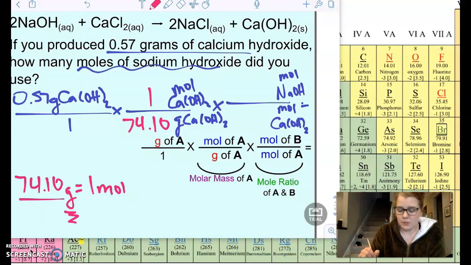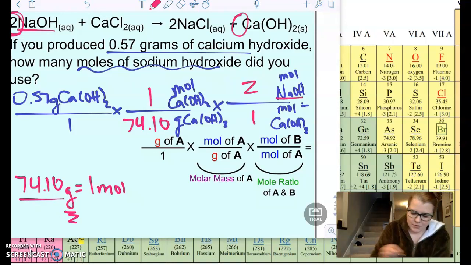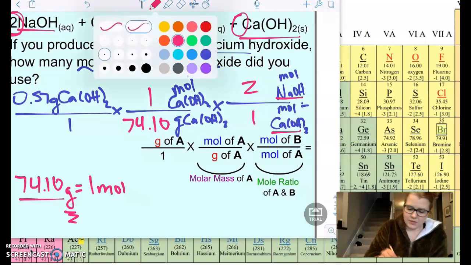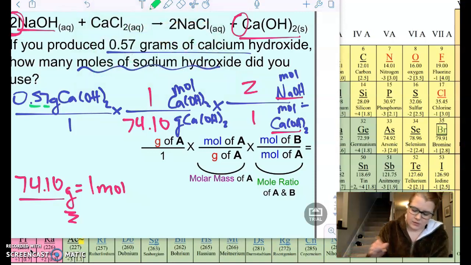Mole ratio, you get those numbers from the coefficients. It looks like this is another 2-to-1 ratio. Make sure you're lining up the compound with the coefficient. So then you're going to go ahead and plug this in. So 0.57 divided by 74.10 times 2 in this case. Check your sig figs, like always. 2 sig figs. Throw my answer down here.